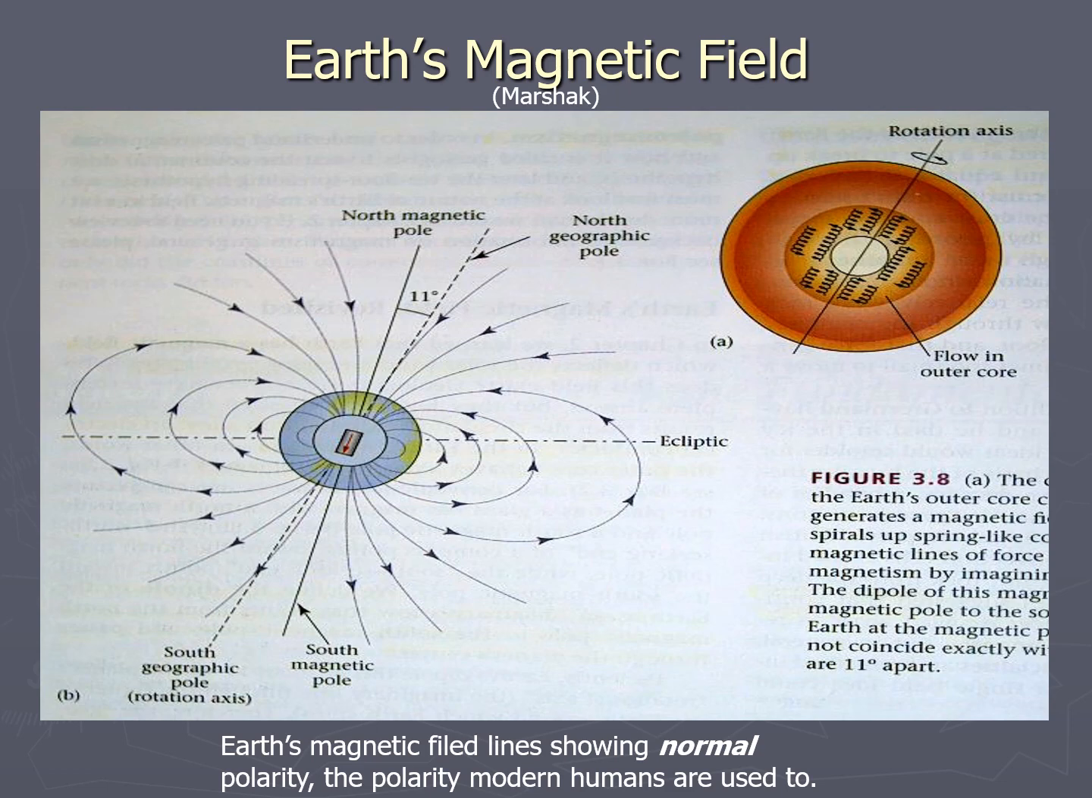Now that 11 degrees there is not the tilt of planet Earth. Planet Earth's tilt is 23.5 degrees. What that 11 degrees is showing is how much the geographic North Pole is off from the North Magnetic Pole.